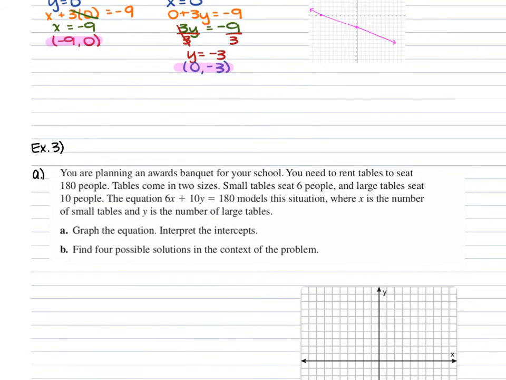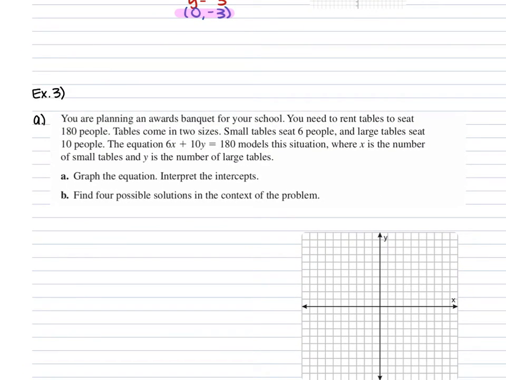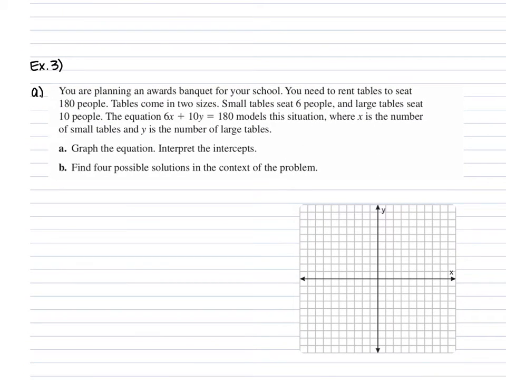For example 3, it tells us that you are planning an awards banquet for your school. You need to rent tables to seat 180 people. Tables come in 2 sizes. Small tables seat 6 people. Large tables seat 10 people. The equation 6x plus 10y is equal to 180 models this situation, where x is the number of small tables and y is the number of large tables. A says to graph the equation and interpret the intercepts.